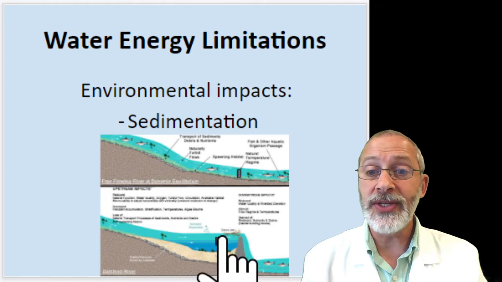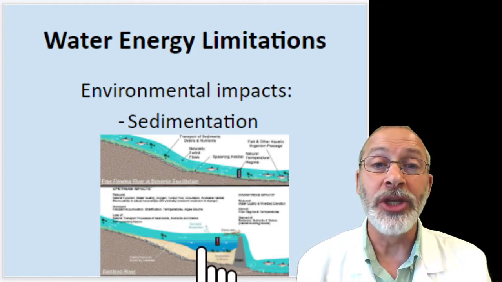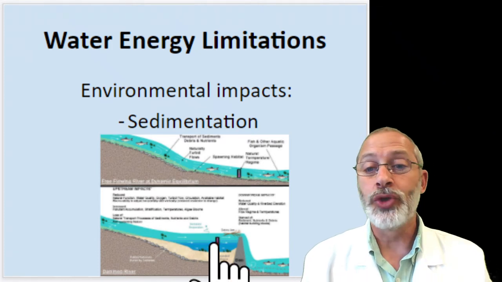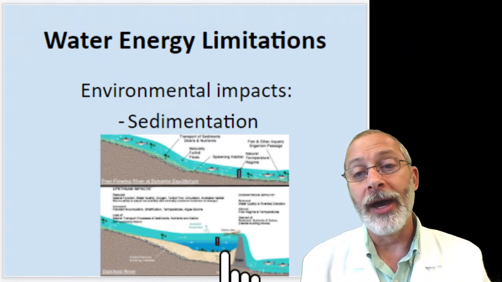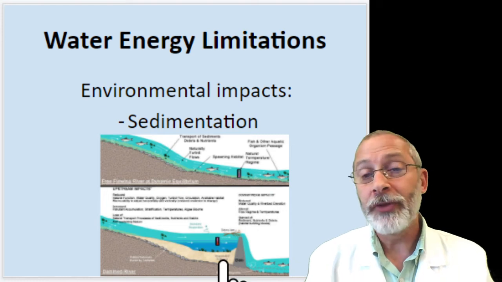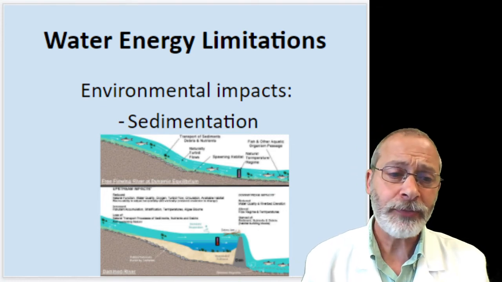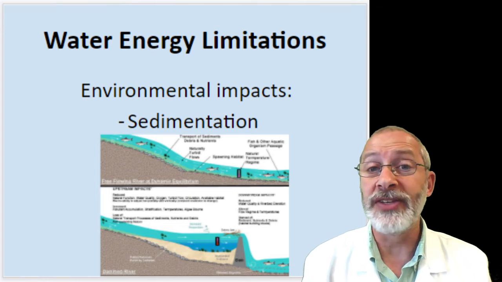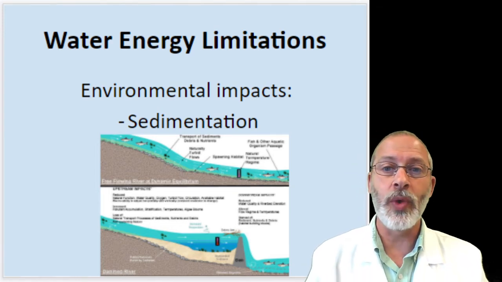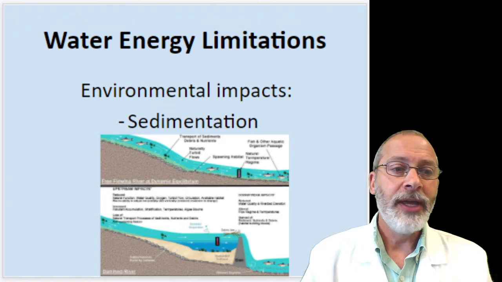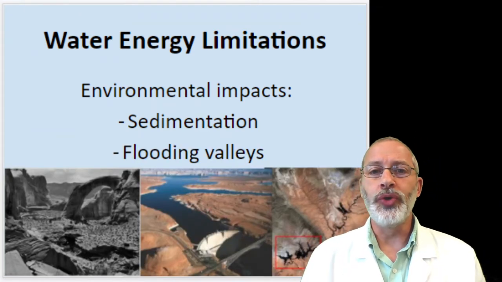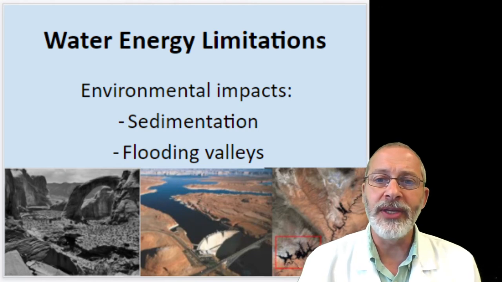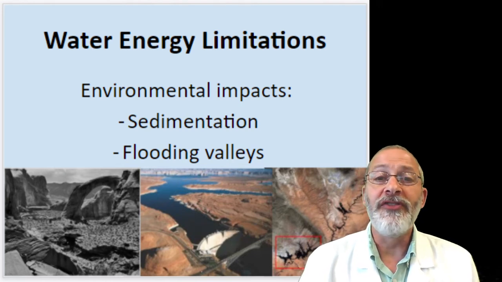In other cases, the water behind is being dredged, meaning the sediment is being removed to allow for a greater depth of water for power generation. That takes an enormous amount of planning, and then you have to find some place to put that sediment as well. So another limitation to using water energy, hydroelectric power plants, is flooding river valleys.